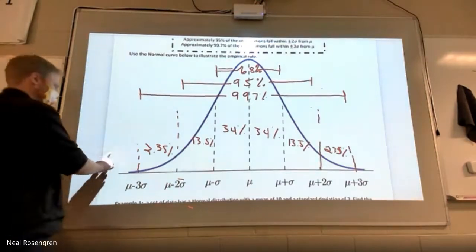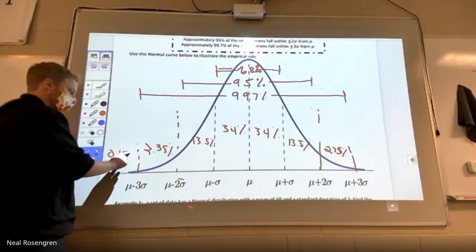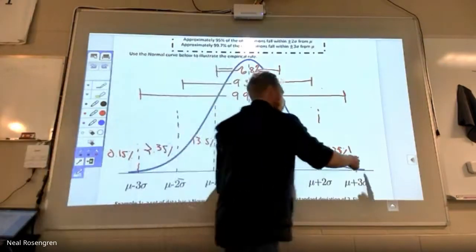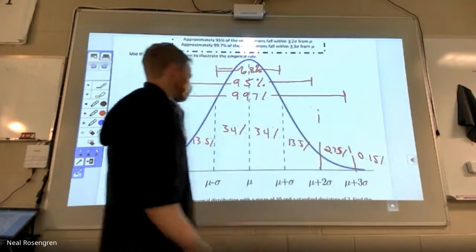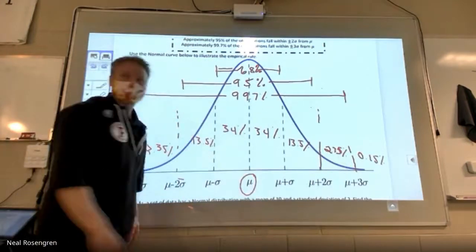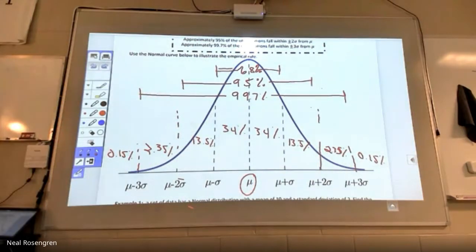And then this super tiny little piece down here was 0.15%, like almost nobody. Those are your outliers, kind of far away, right? Where your average is floating in the middle, okay? When we were doing box plots, it was the median, right? We just lined them up from least to greatest and we looked for the middle one. This is all about where the average is.